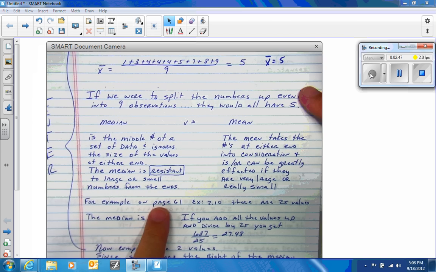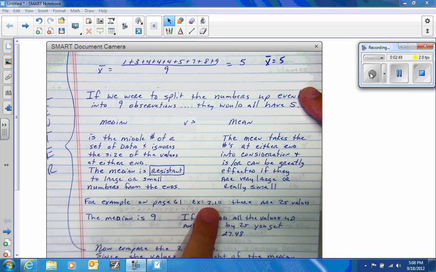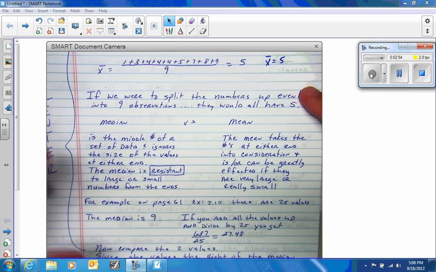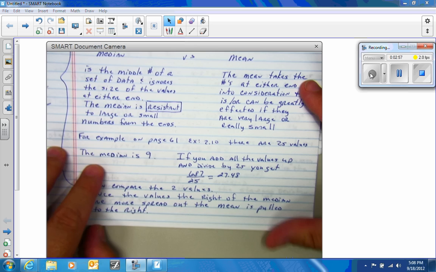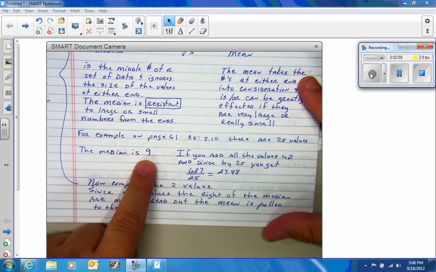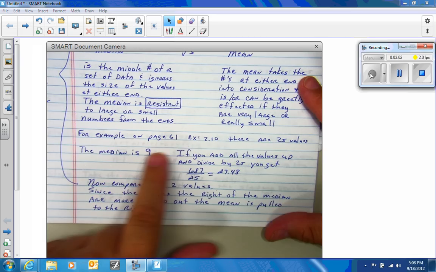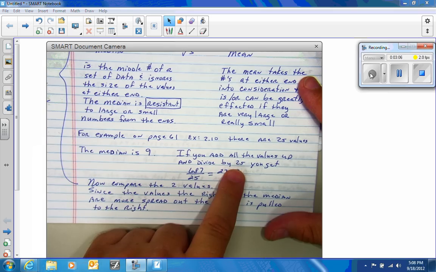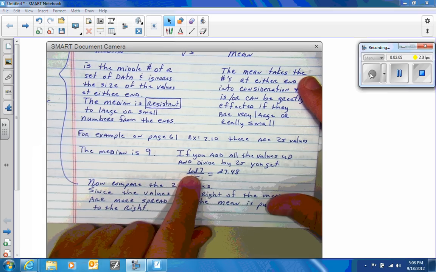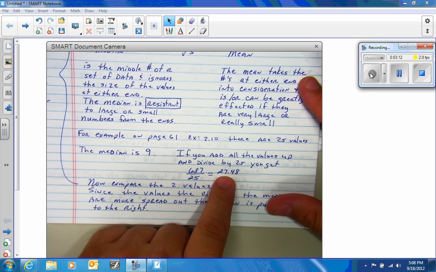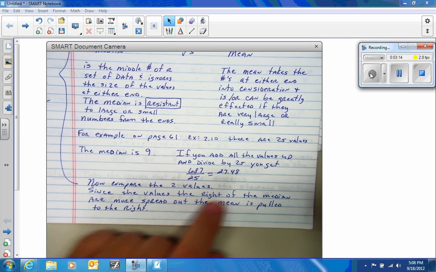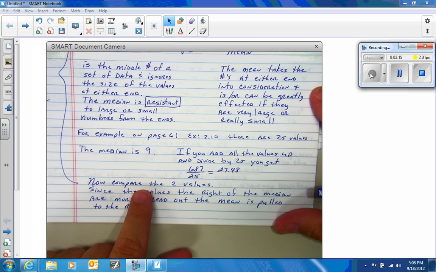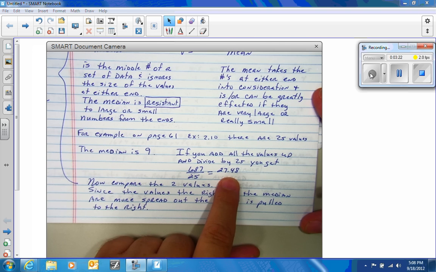For example, if you turn to page 61 in your textbook and look at example 2.10, there are 25 values there, and we already covered this in the notes from yesterday. The median for those 25 numbers is 9. We put them in order from least to greatest, and the middle number is 9. However, if you add all those values up and divide by 25, they add up to 687. Well, 687 divided by 25 is 27.48, which is a lot different than 9. So let's compare the two values, 9 and 27.48.